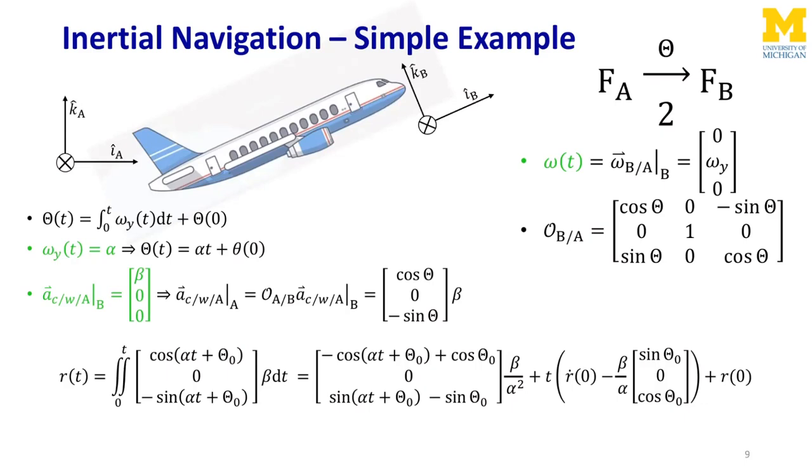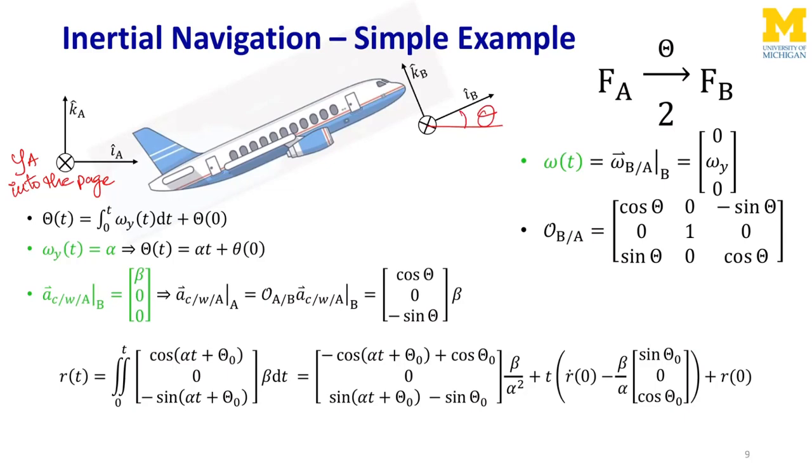Okay, so now let's look at a very simple example. Let's suppose we have an airplane which only goes up and down in the iA kA plane. There is no motion in the y direction. Y direction is into the page. So this aircraft only goes up and down in the iA kA plane. So since there is no rotation about the kB or iB, FB is simply related to FA by the second rotation, and the angle of rotation is going to be theta. This is also called the pitch angle.